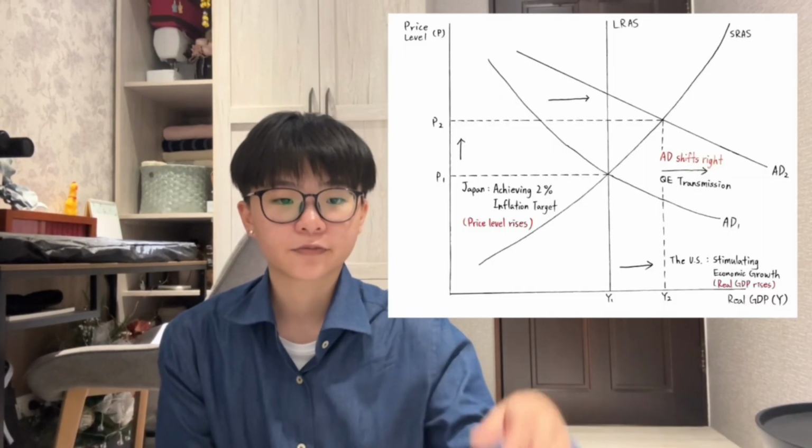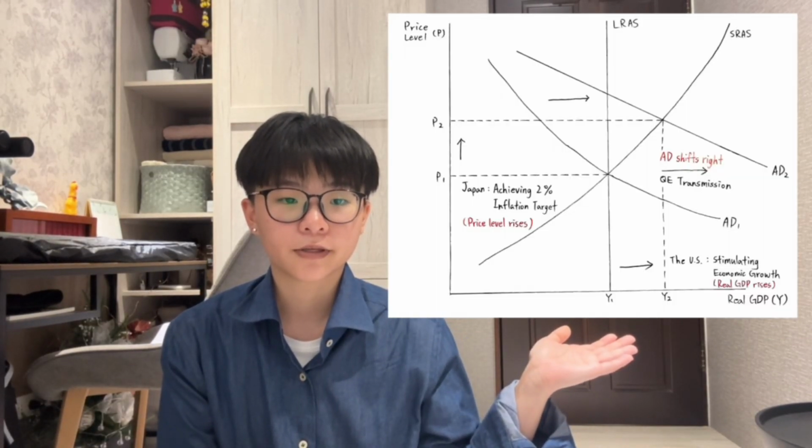Last, the transmission channel and the AD-AS model. QE transmits to the broader economy primarily through the portfolio rebalancing effect. By purchasing safe assets, central banks push investors toward riskier corporate assets, lowering borrowing costs and stimulating private investment. Refer to Figure 2, the AD-AS framework.